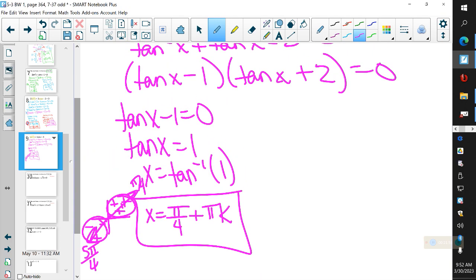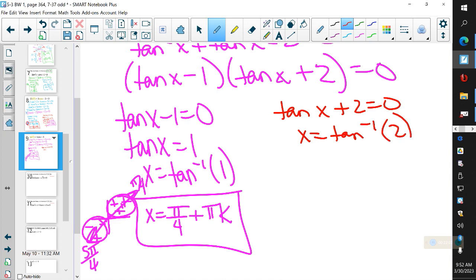So let's come back up here, and I have the tangent of x plus 2 is equal to 0. So x is equal to the tan inverse of negative 2, sorry. Again, we need to think quadrants. Tangent is negative in quadrant 2 and in quadrant 4. So these are the 2 quadrants I am in.